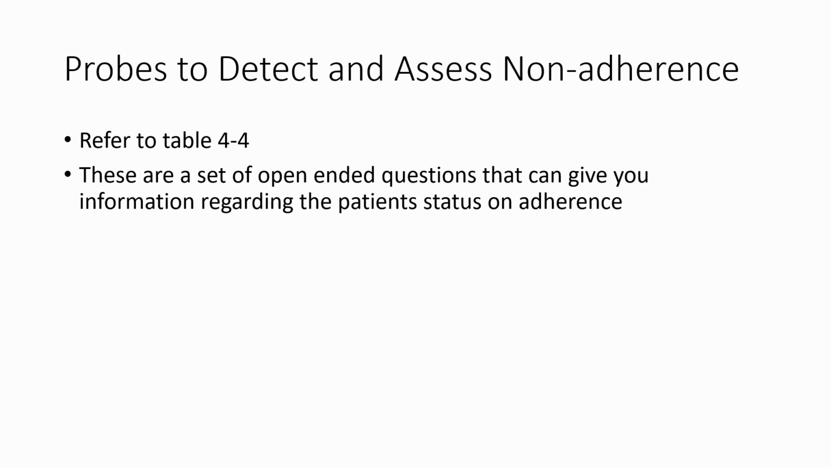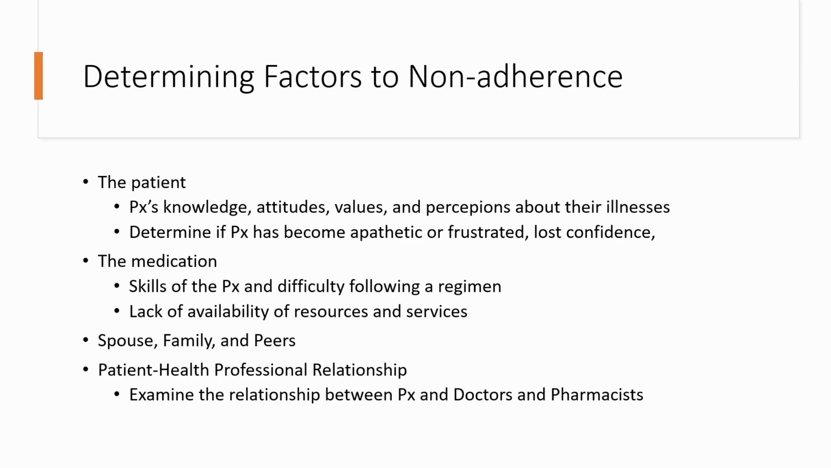Okay, so if you have the book, you can refer to the table presented. These are a set of open-ended questions that can give you information regarding the patient's status on adherence. Some factors to non-adherence: first is the patient, in terms of their knowledge, their attitudes, their values, their perceptions about their illness. Next is to determine if the patient has become apathetic, frustrated, or has lost confidence. So they may be depressed. You can advise them on what to do by seeking a health professional.